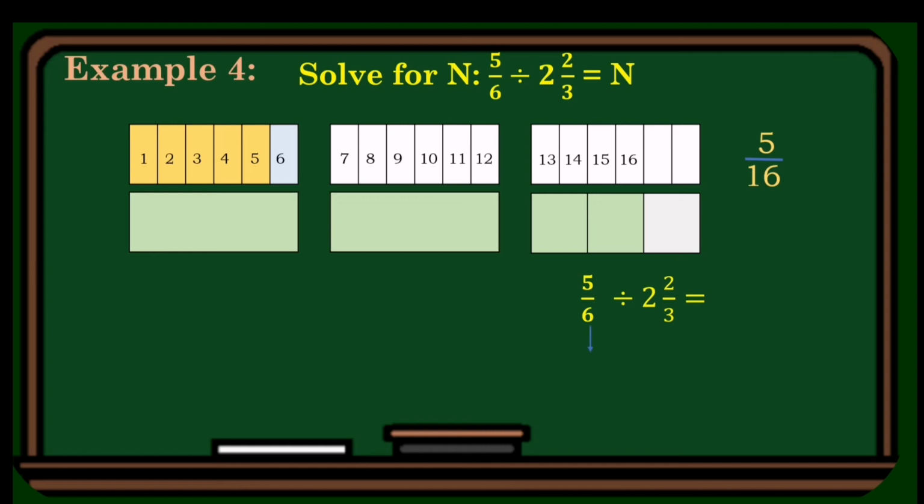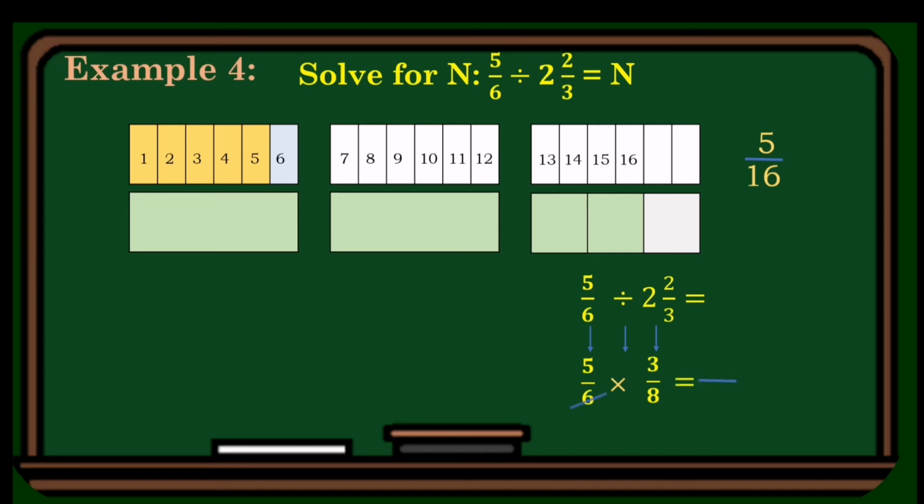Again, let's copy the dividend, which is 5/6. And then change the sign from division to multiplication. And since our divisor is a mixed fraction, let's change it to an improper fraction. So 2 and 2/3 becomes 8/3. And the reciprocal of 8/3 is 3/8. And then let's apply the cross cancellation method.